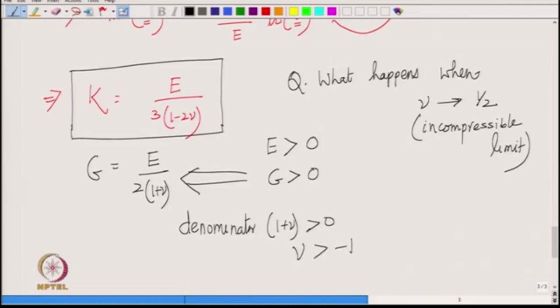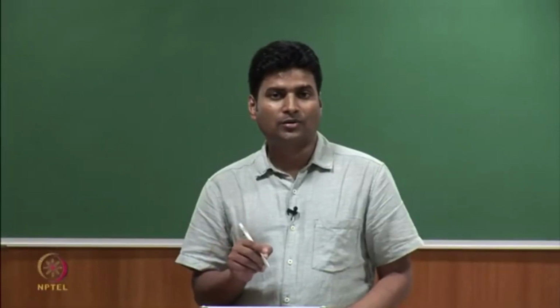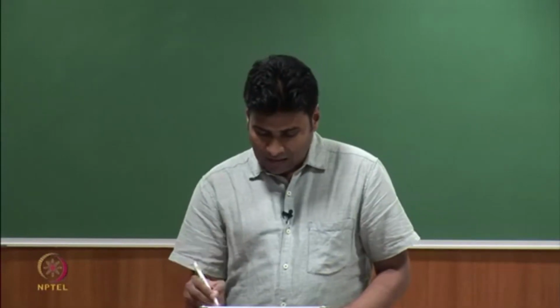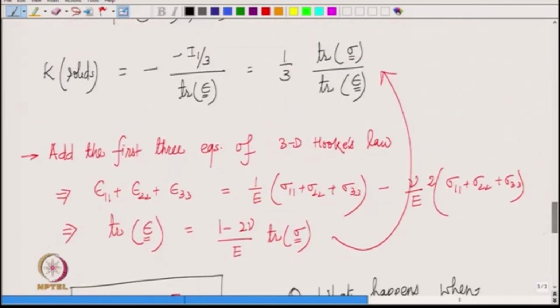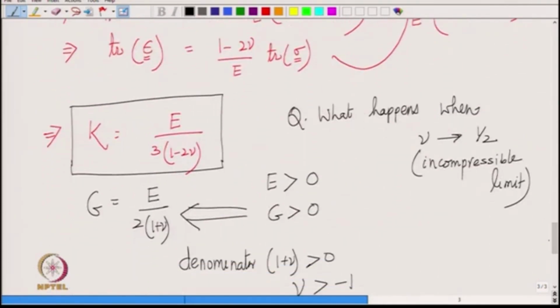So, nu, the Poisson's ratio, cannot be less than minus 1, and from here you see that nu has to be less than 1 half, because as nu goes to 1 half you reach the incompressible limit, you cannot go beyond it. Okay. If nu is more than 1 half, just look at the formula for the bulk modulus k. If nu is more than 1 half, then k will become negative, and that is again not expected from physics. So, this has to be greater than 0, right.